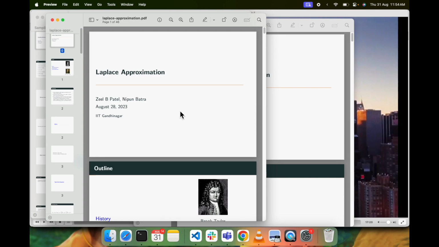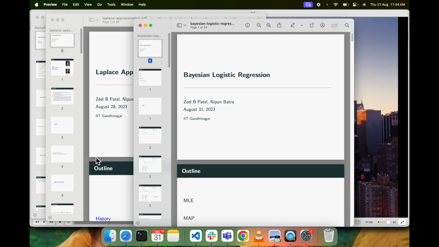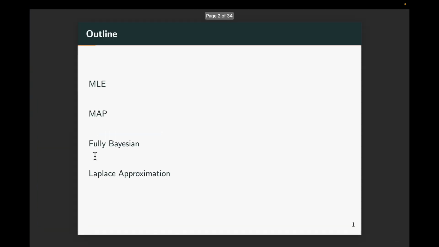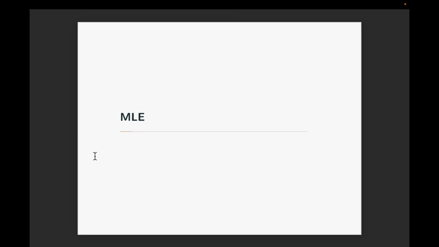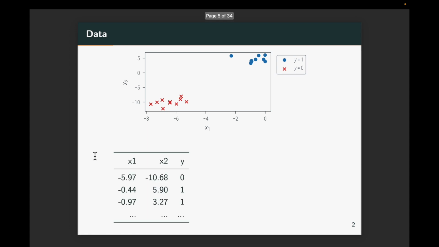In the context of Bayesian logistic regression. So in logistic regression, we have looked at the MLE term, which is, given a data set like this, you want to create a linear separating hyperplane.